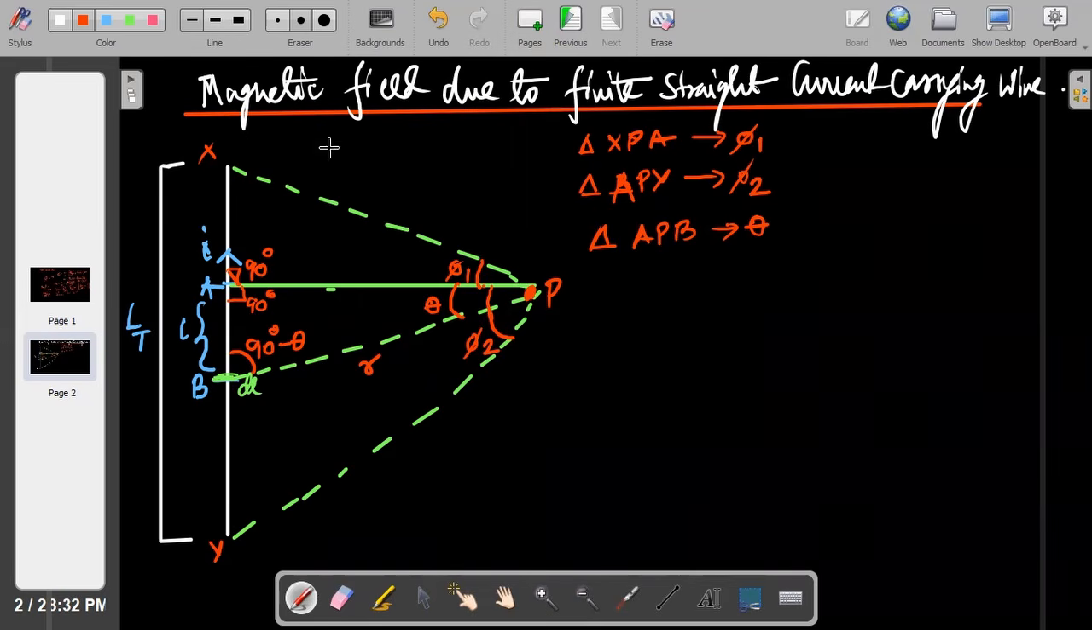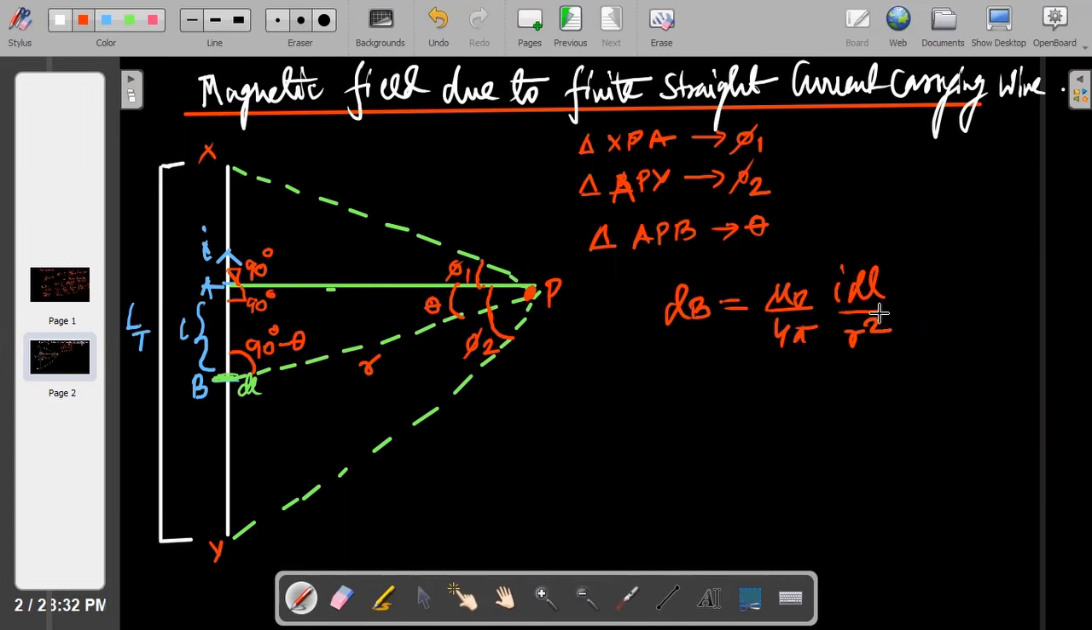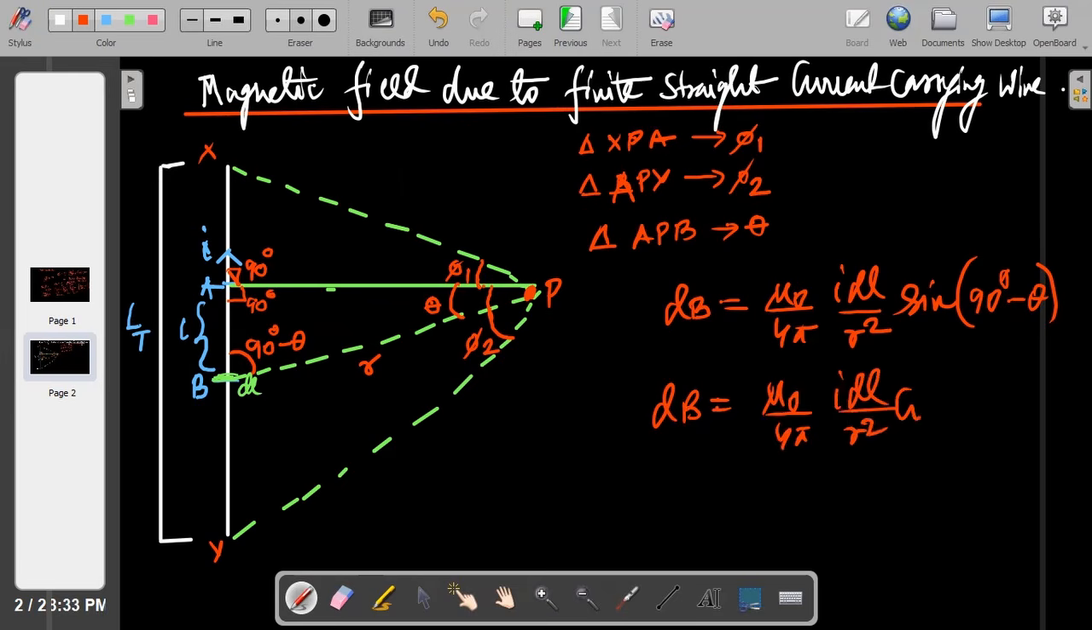Now we want to find the magnetic field due to the finite straight line. So according to the Biot-Savart law, dB is nothing but mu naught by 4 pi, I DL by r square, sine of this angle. Now this angle is 90 degree minus theta, so sine of 90 degree minus theta is cos of theta. So we can write dB equals mu naught by 4 pi, I DL by r square cos of theta.